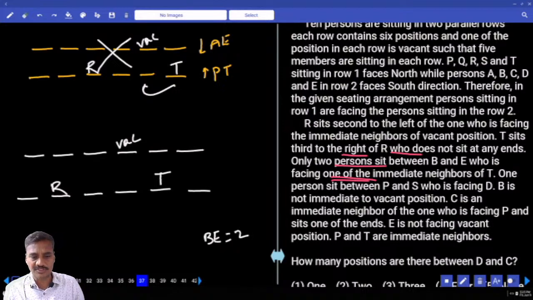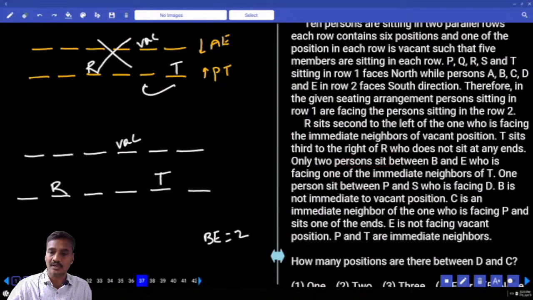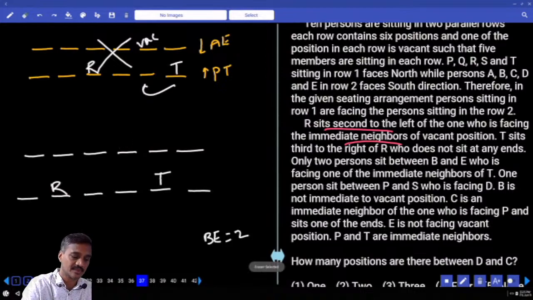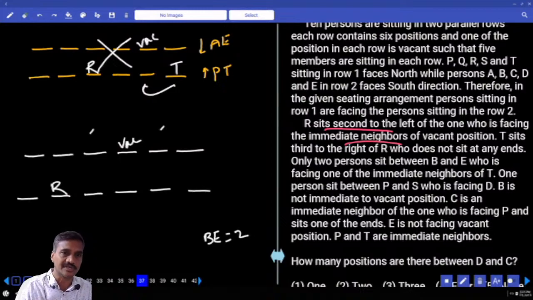And R sits second to the left of the one who is facing the immediate neighbor of a vacant place. The vacant place's immediate neighbor is R, isn't it? Hence we cannot have the vacant place at this place. Then if the vacant place is at this place, if you take vacant at this place, the vacant's immediate neighbor can be here, isn't it? Now this is the vacant.